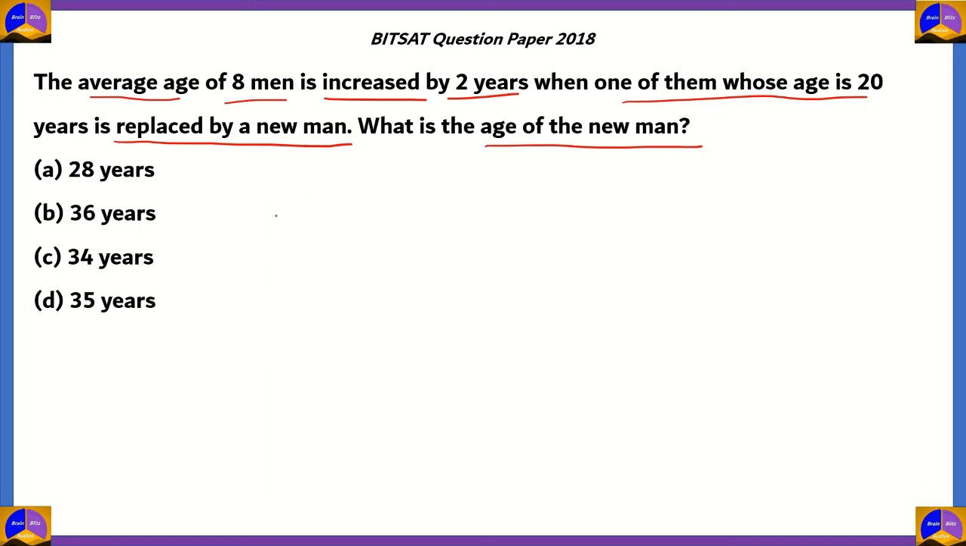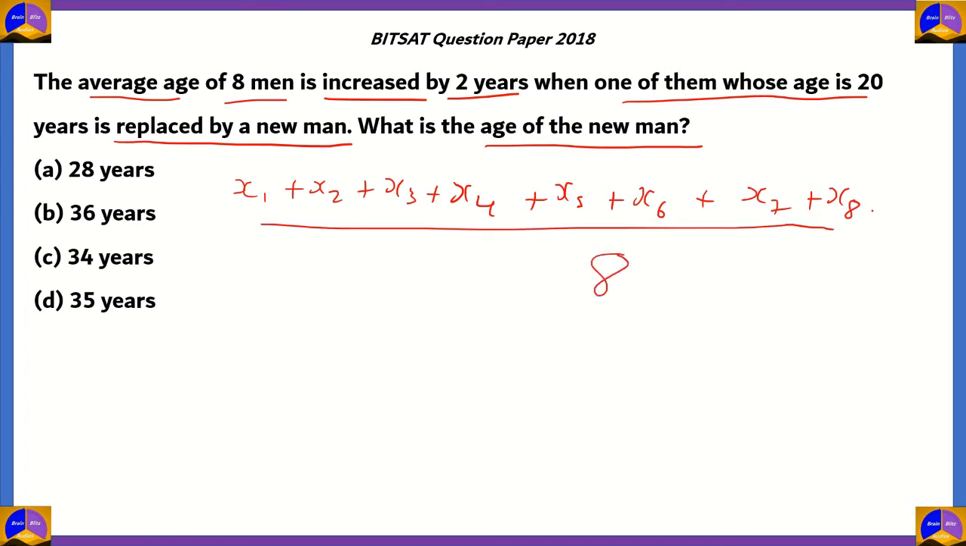If you were to represent that in a variable, we will take x1, x2, etc. as the age of the men and y as the average. So x1 plus x2 plus x3 plus x4 plus x5 plus x6 plus x7 plus x8 divided by 8 equals y. This is the standard formula for this question.